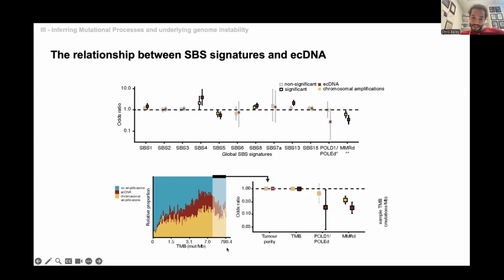We looked at hypermutated samples, and we found that there was a negative association between hypermutation, whether it was related to POLE or POLD1, or MMRD, as a consequence of these mutational processes, and ecDNA presence.